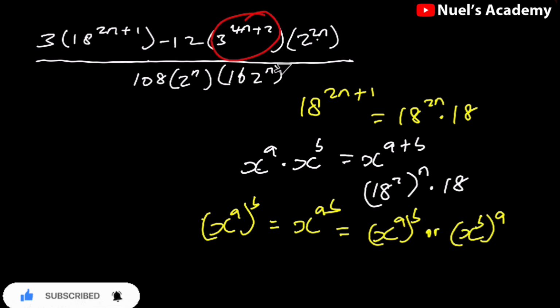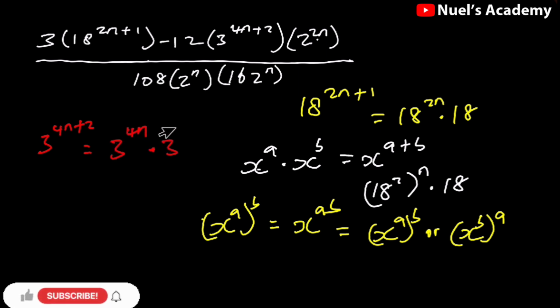For this part, we have 3 raised to the power 4n plus 2. So everything we did here, we're going to do it here. We are given 3 raised to the power 4n plus 2. So this is equal to 3 raised to the power 4n, then multiplied by 3 raised to the power 2. Then 3 raised to the power 4n can be written as 3 raised to the power 4 all raised to the power n. Then let's bring down this multiplied by 3 raised to the power 2. Then this 2 raised to the power 2n is equal to 2 raised to the power 2 multiplied by n.